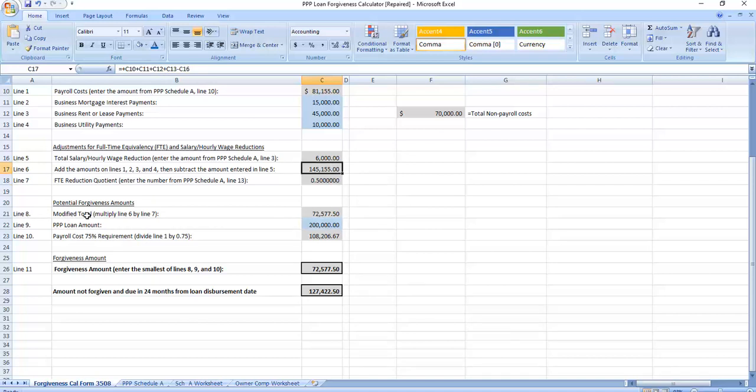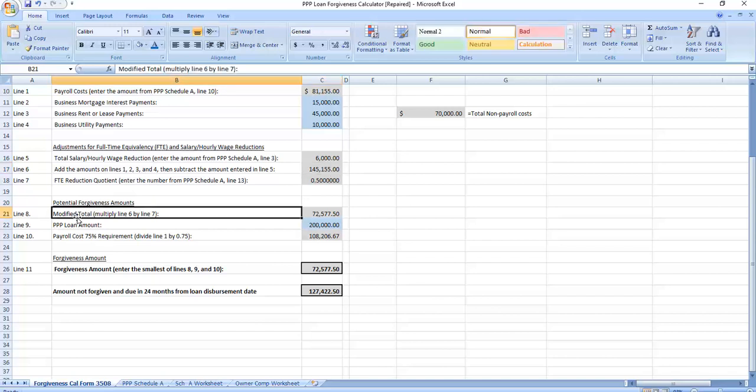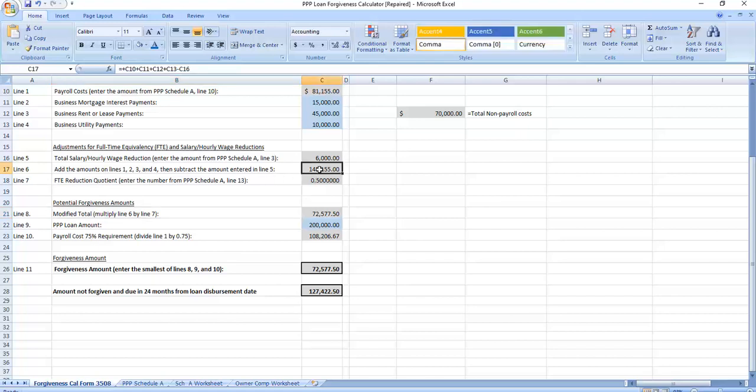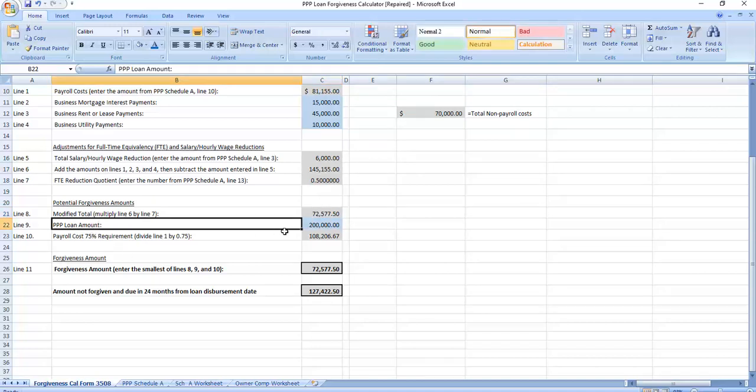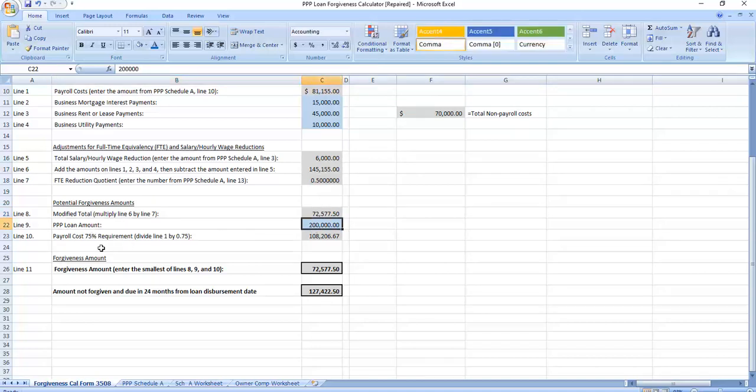So if you look at line 8 here, potential forgiveness amount, modified total, multiply line 6 by line 7. Line 6 is the total cost, payroll and non-payroll, and since there was a reduction in the full-time employees, we are taking only half, or whatever quotient that is. So 50%, 0.5 of this amount is what is potentially forgivable, right? And this is the total PPP loan you received.